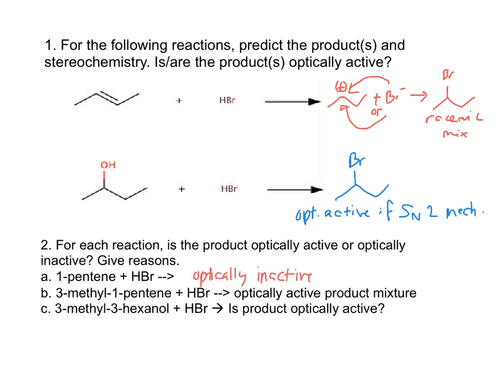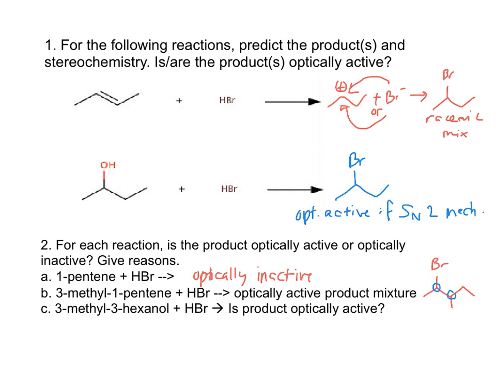For reaction 2A, each reactant is achiral. The product has a chirality center, but you'll get a racemic mixture. For reaction 2B, 3-methyl-1-pentene has a chirality center. This means that compound is optically active, therefore the product will be optically active.